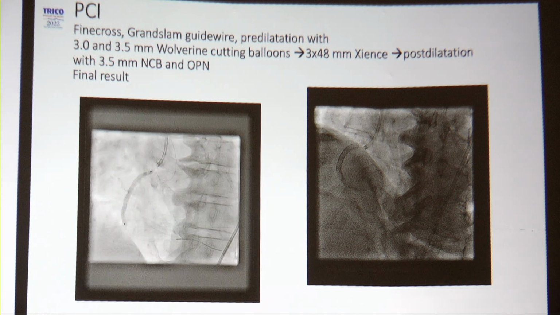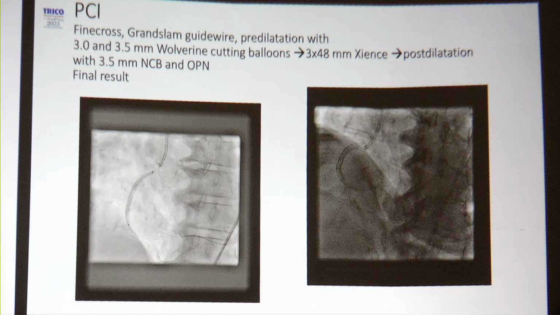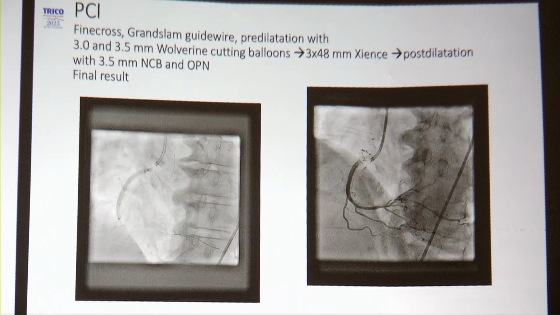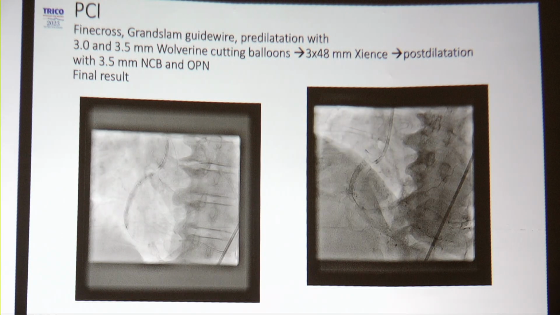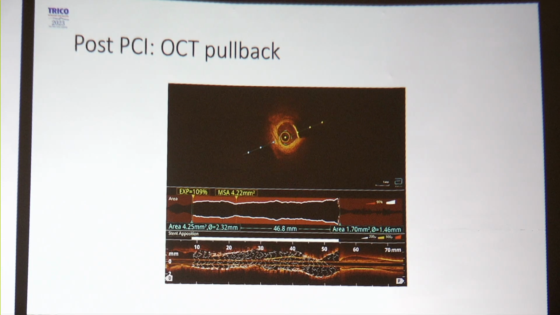We deployed a Zions 348 stent, and post-dilated with a 3.5 NC balloon, and in one of the areas which were not giving way, we used the OPN. This is the final result that we could achieve angiographically, and this is what the OCT picture shows. So almost reasonably good areas that we could achieve.